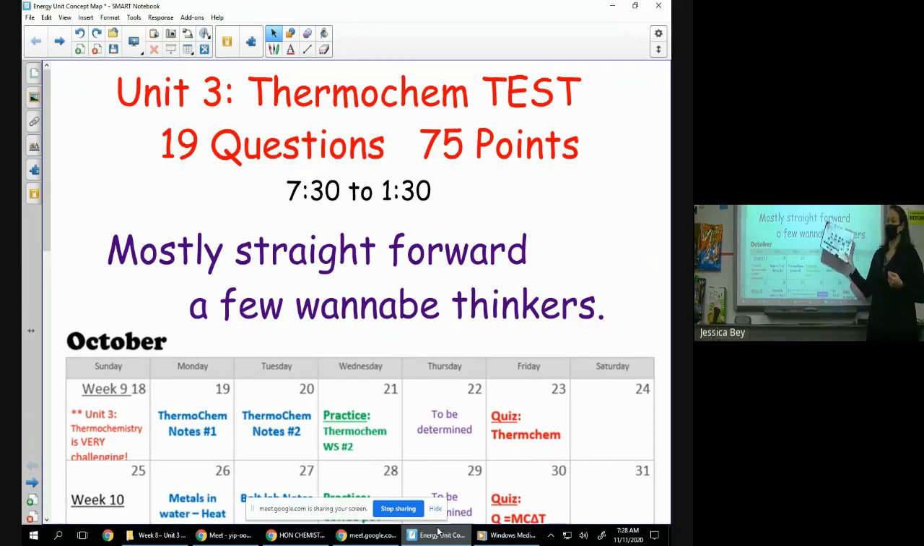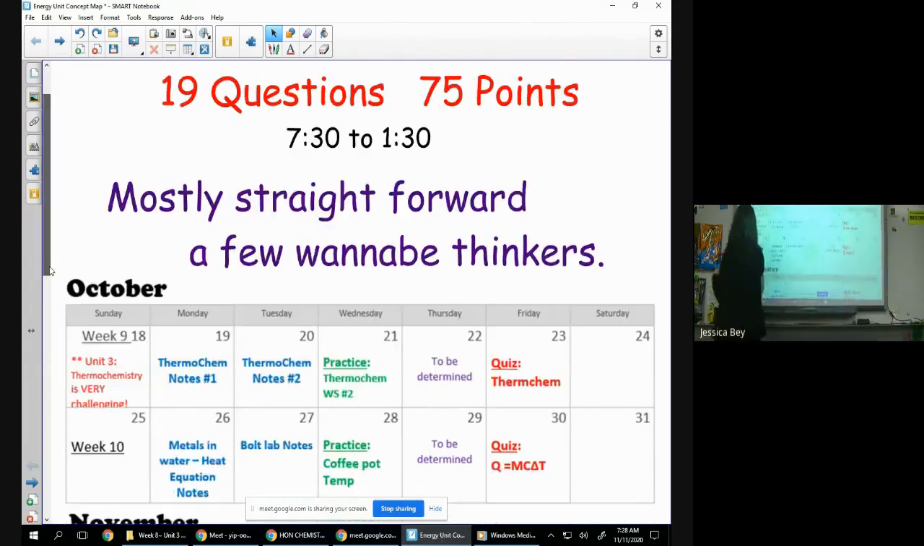For those of you at home, it is open between 7:30 and 1:30, and it is pretty much mostly straightforward. However, I tried to make you think a little bit. It's kind of hard to make you think a little bit when there are multiple choice questions. It's almost like a guessing game at some point, but I tried to get a couple to make you think. So let's talk about what everything is going to be over.